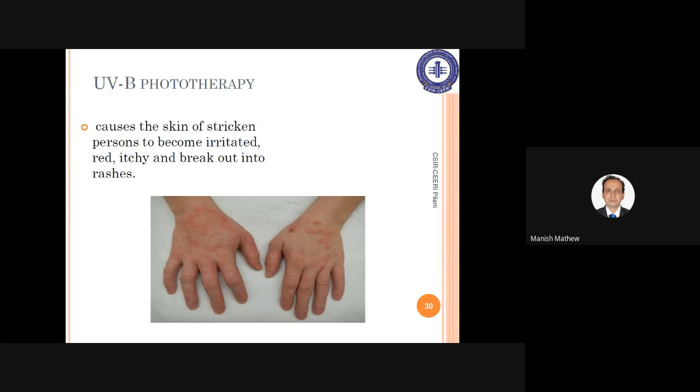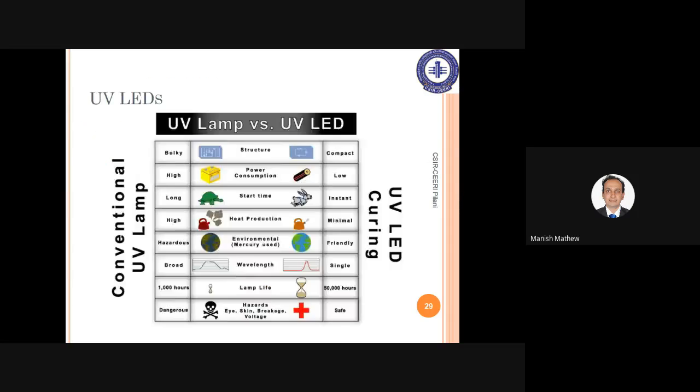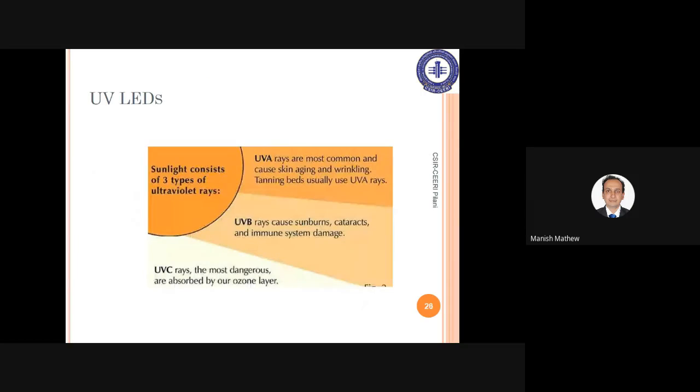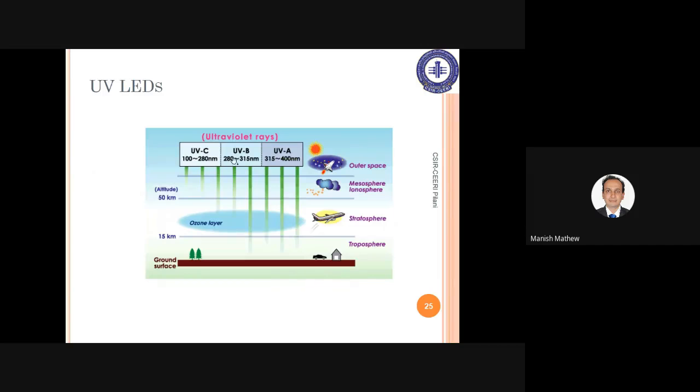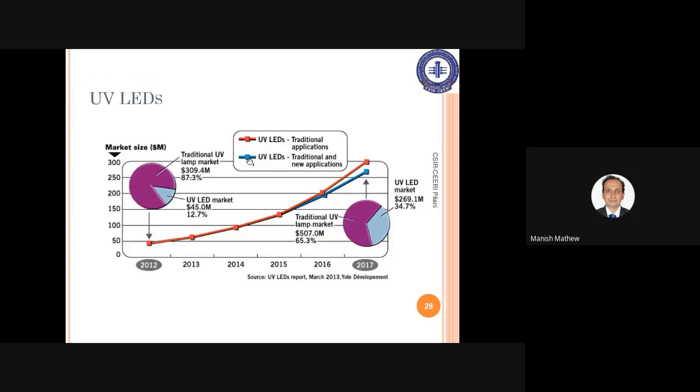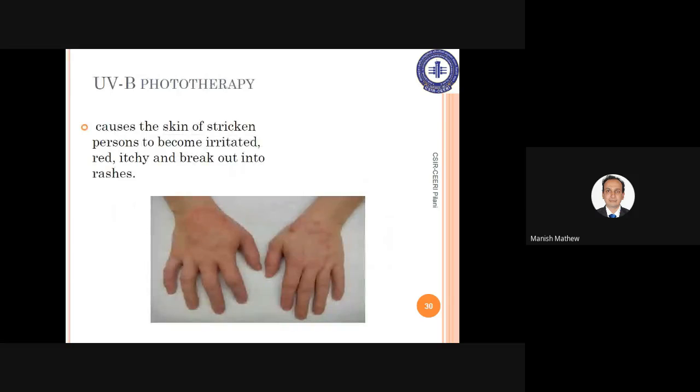Now, where do we use this UVB LED? As I said, the UVB range is from 280 nanometer to 315 nanometer. This is mainly used for a person who has red itchy rashes on the hand, face, legs, and all that. If you look at this picture, this baby has these red patches.